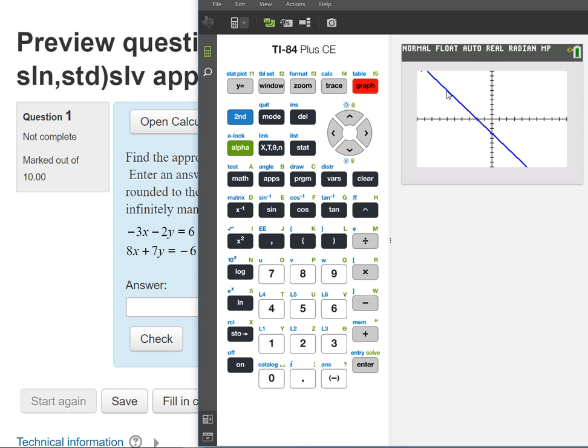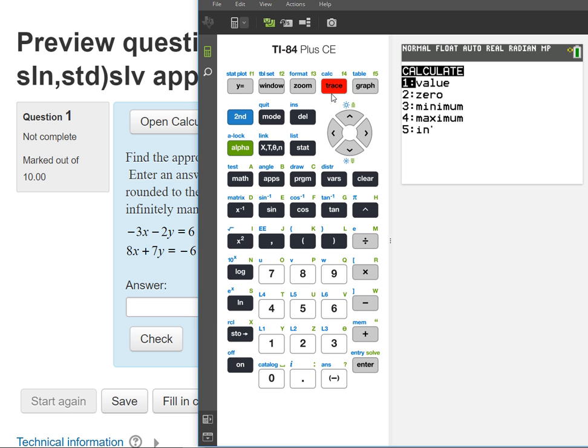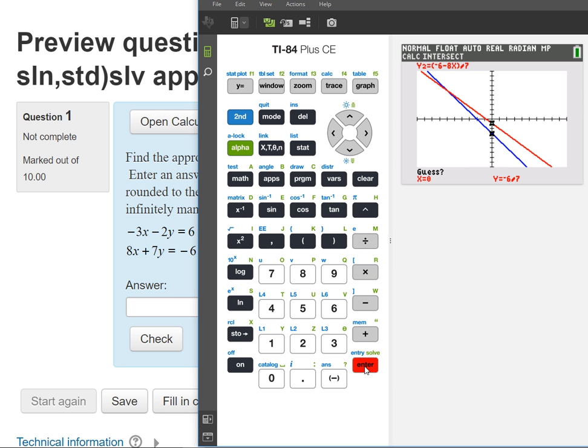So now real quick, what are the steps to get the solution? I go second calc. Which one? Intersect. So second calc 5, enter, enter, enter. There it is. -6, +6 is the solution. Make sense? Okay, so we can use the graphing calculator to do all that stuff.